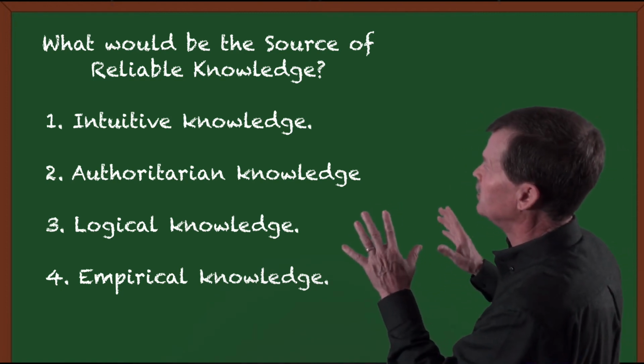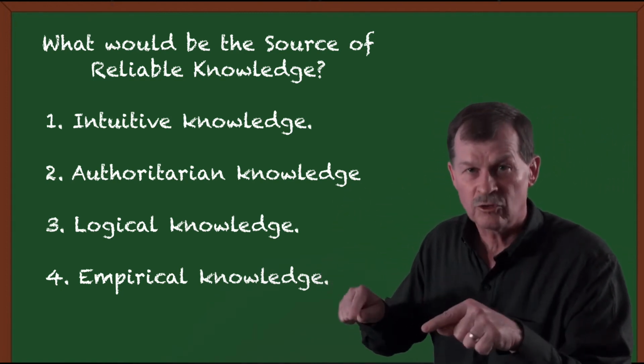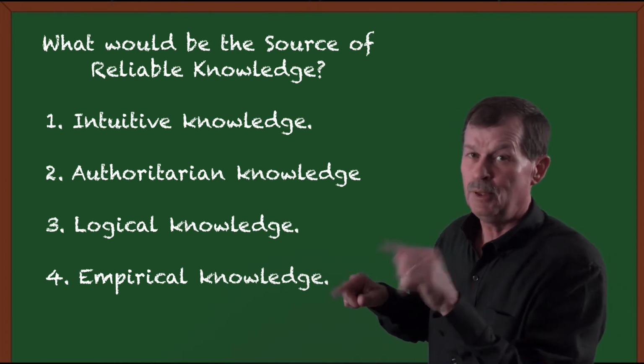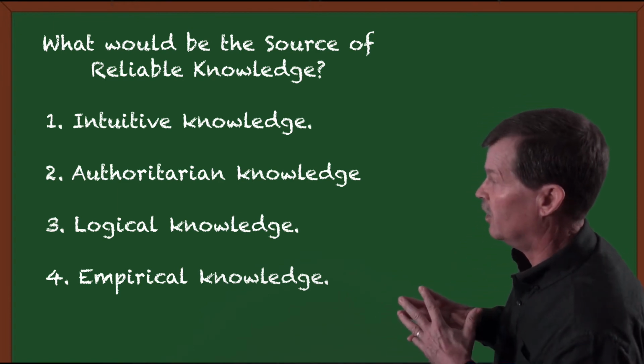So authoritarian knowledge is what would be chosen for a non-Western biblical parameter. It's the biblical part that is the parameter. That is the chosen source of knowledge.